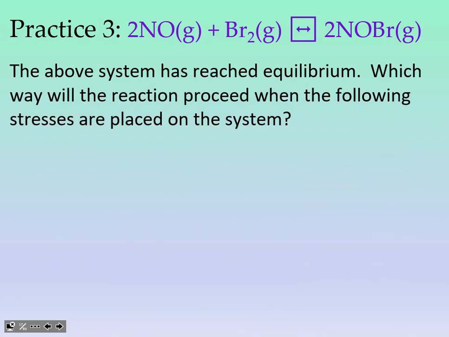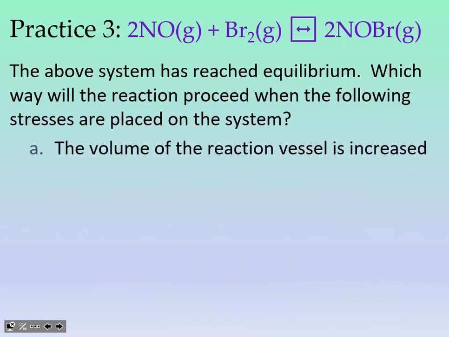Practice. The above system has reached equilibrium. Which way will the reaction proceed when the following stresses are placed on the system? First one, the volume of our reaction vessel is increased. Towards the reactant side. For increasing, that is true. It's going to proceed towards the reactants. Now, why is that? Because there are 3 moles on the reactant side and only 2 on the product side.